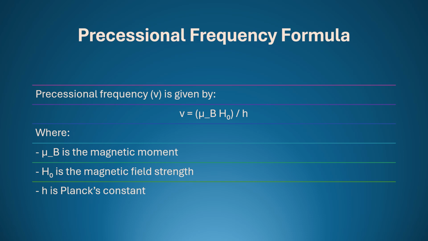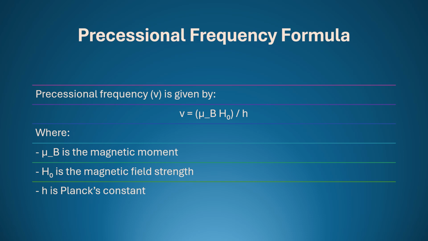The precessional frequency is essential in NMR because it governs how the magnetic moment of the nucleus behaves in the presence of an external magnetic field. When placed in a magnetic field, the nucleus magnetic moment doesn't simply align with the field. Instead, it precesses, or rotates, around the field axis at this specific frequency. The frequency at which this precession occurs depends on the magnetic field strength and the intrinsic properties of the nucleus.